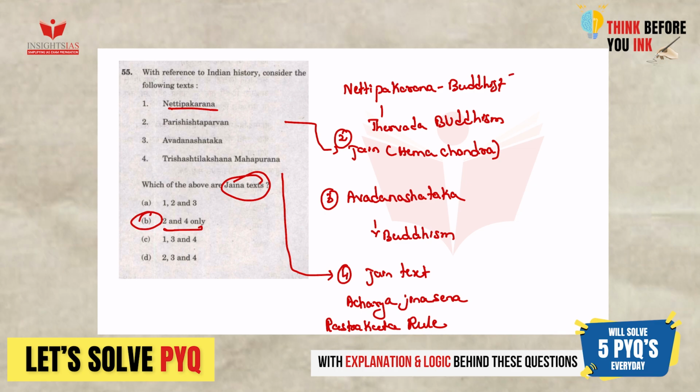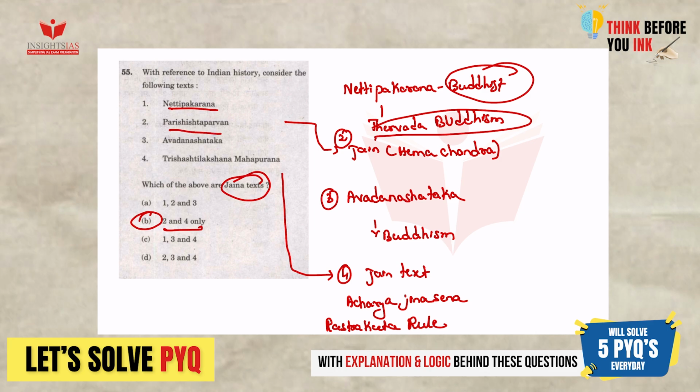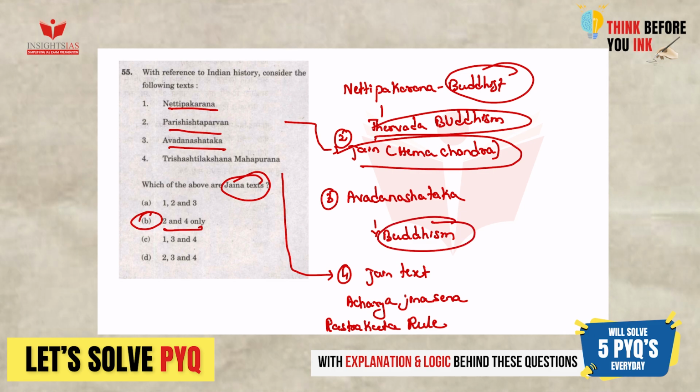Nettipakarana is basically a Buddhist text which speaks about Theravada Buddhism, and you have Parishishta Parvan, which is a Jain text. It is written by Hemchandra. It speaks about Chandragupta's association with Jainism. And you have Avadhanakshakta. It is again a Buddhist text, so that can't be the answer. So 1 and 3 can't be the answer. The answer should be 2 and 4.